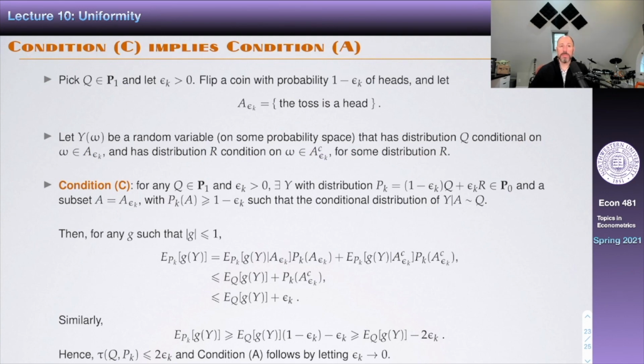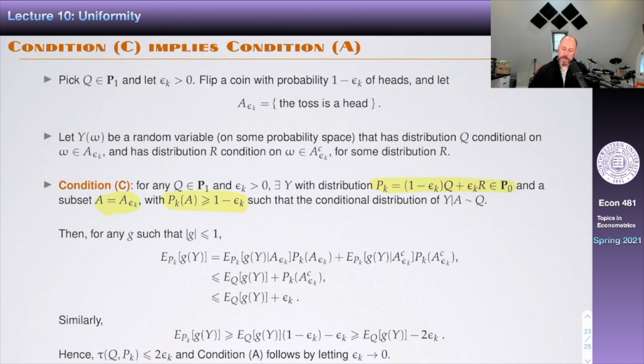Clearly not necessarily in bold P. So condition C says the following. For any Q in the alternative and any epsilon, there's a Y with distribution PK, where PK is given by this mixture over here, that belongs to the null hypothesis, and a subset A such that the probability of A is at least equal to 1 minus epsilon.